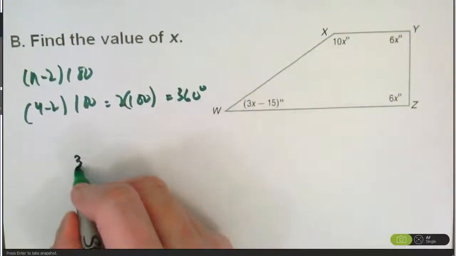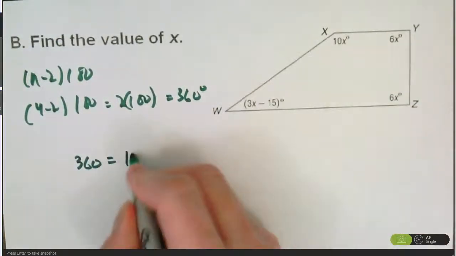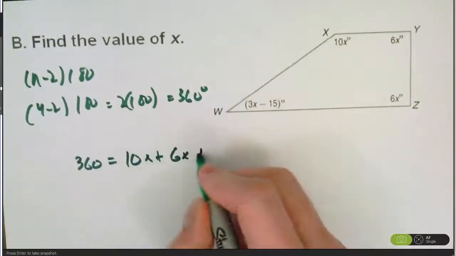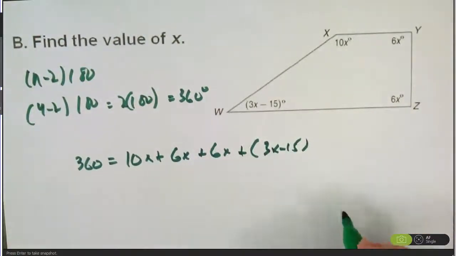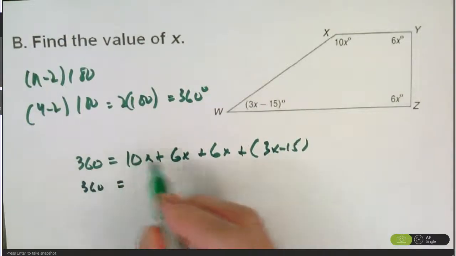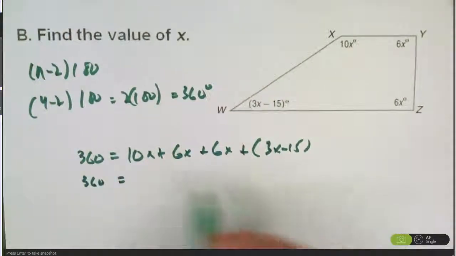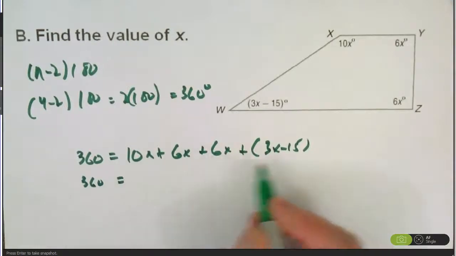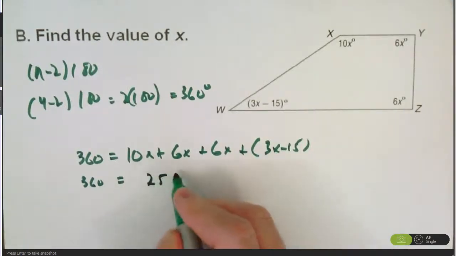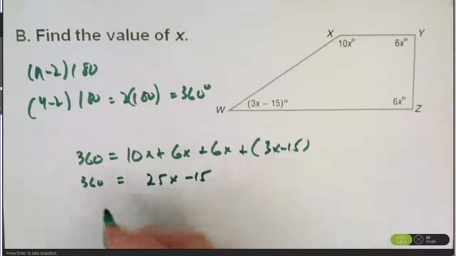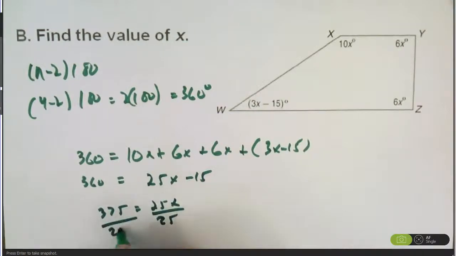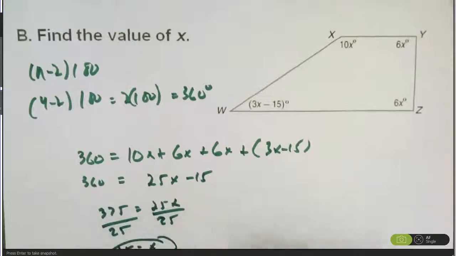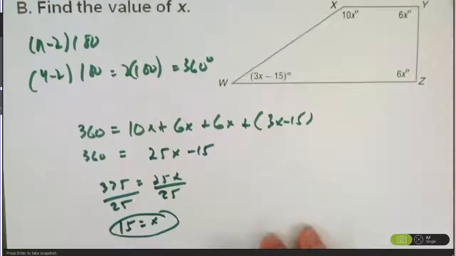Now to solve for x, 360 is 10x plus 6x plus 6x plus 3x minus 15. Okay. So 10x plus 6x plus 6x plus 3x, that ends up being 16, 22x, 25x. Add 15 to both sides, 375 equals 25x. Divide by 25. 15 equals x. Oops, sorry, I ran out of space there. So x is 15.